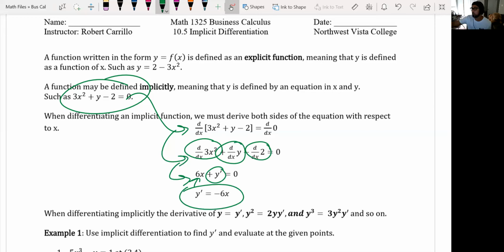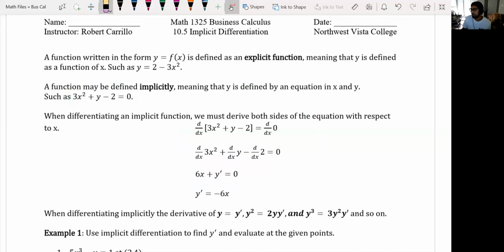So our job is to solve for y prime. That's our goal for today. Solve for y prime, and we do not have to rearrange the equation into an explicit format to do so. We can just take the derivative as is. That's all implicit differentiation does. It says, hey, make your life easy, make my life easy, just take the derivative.